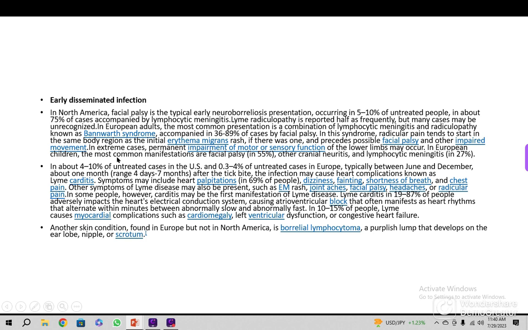In this syndrome, radicular pain tends to start in the same body region as the initial erythema migrans rash. It mimics that region of supply. It may be preceded by facial palsy and other impaired movements, and in extreme cases permanent impairment of motor and sensory function of the lower limb may occur. In Europe, in children, the most common manifestations are facial palsy, cranial neuritis, other cranial nerves, and lymphocytic meningitis. That is Bannwarth syndrome. These are the manifestations of the disease.